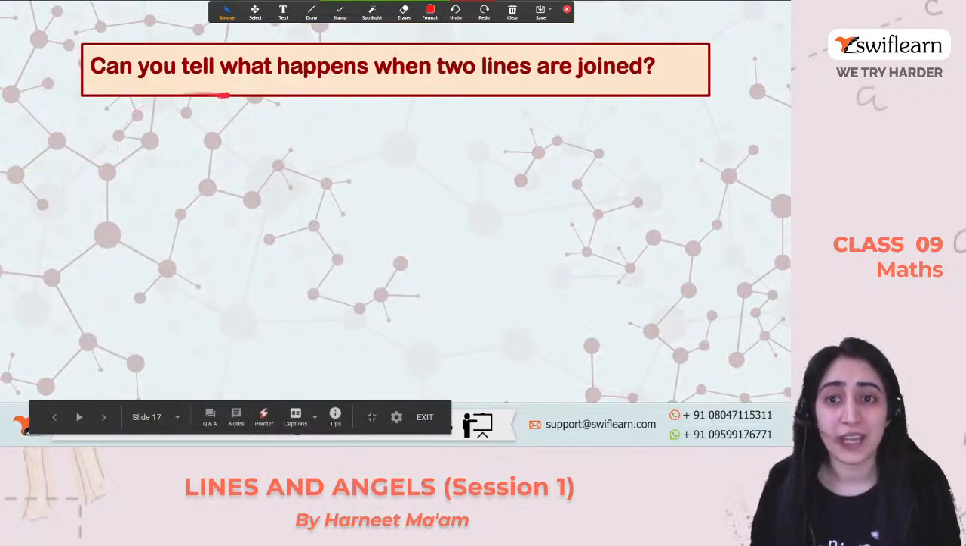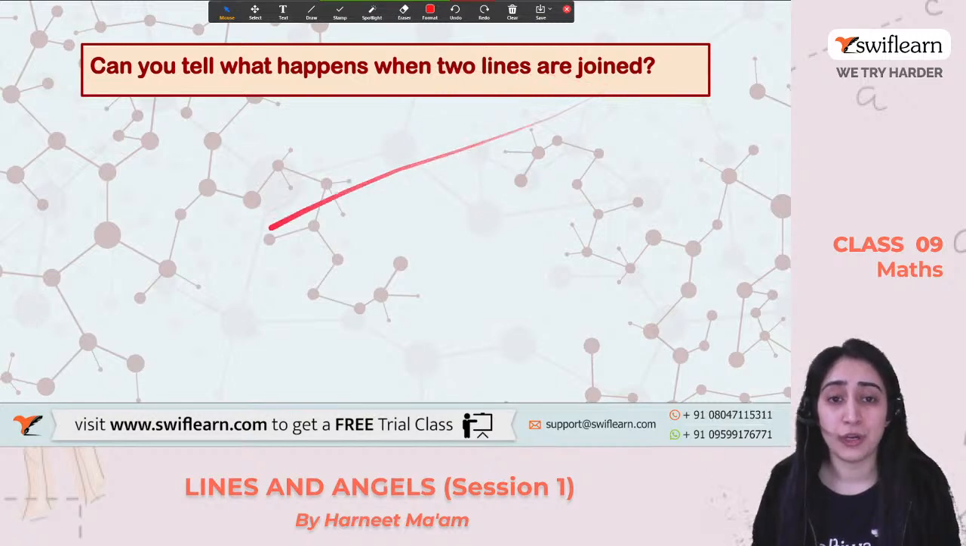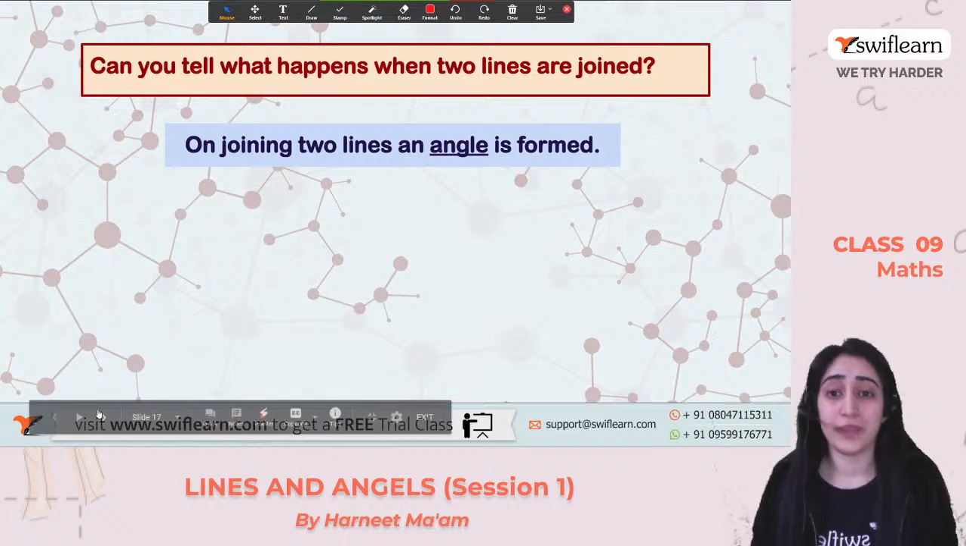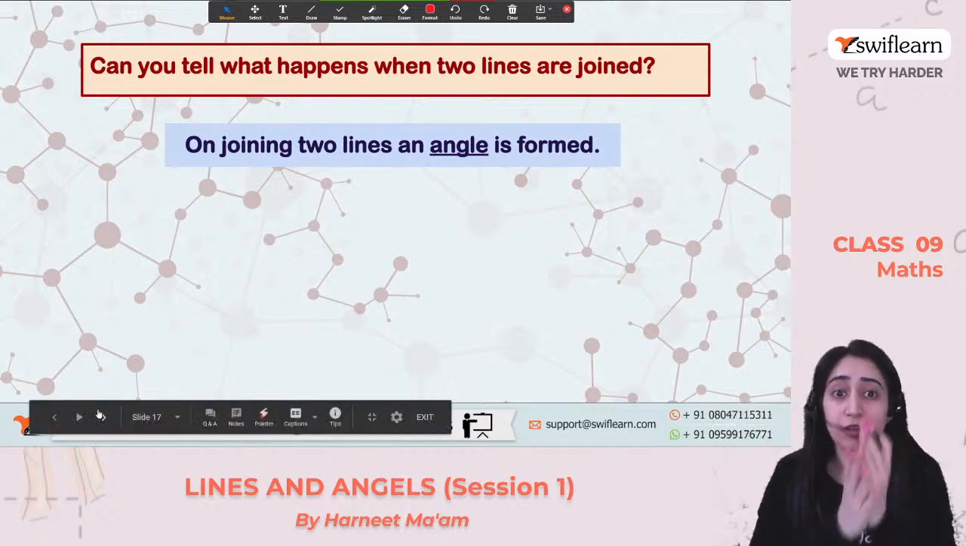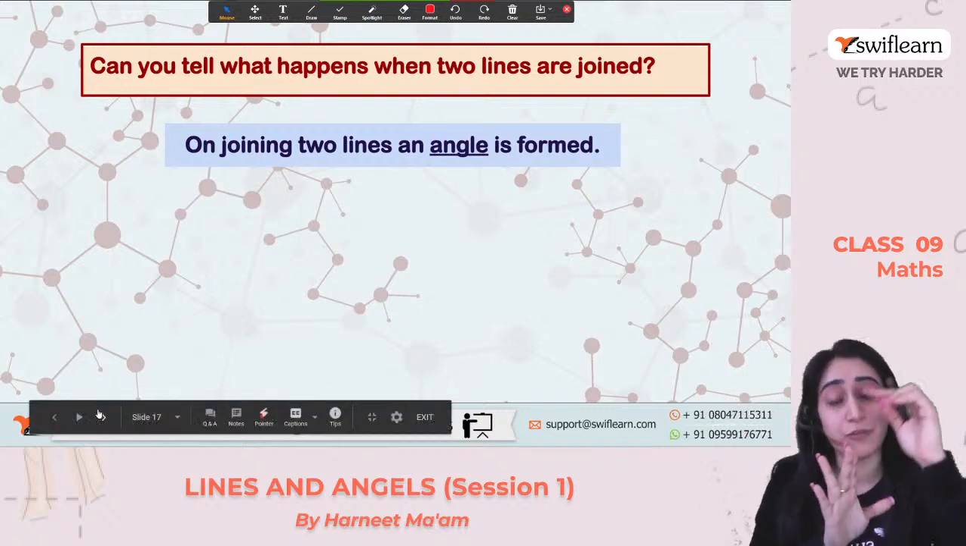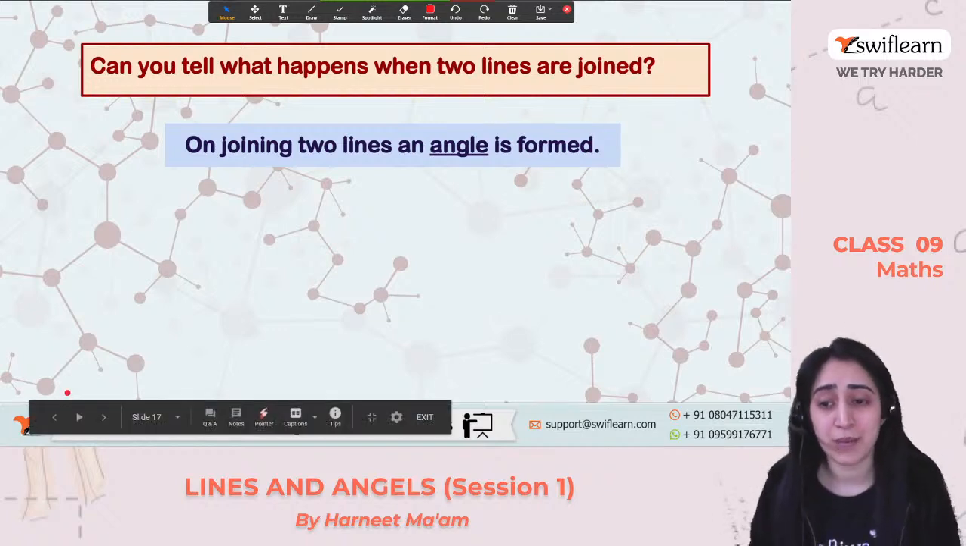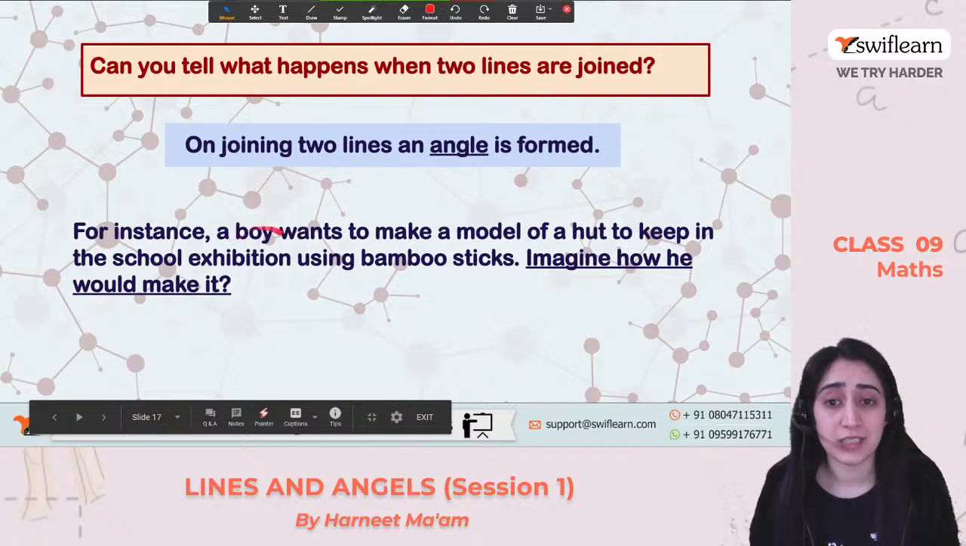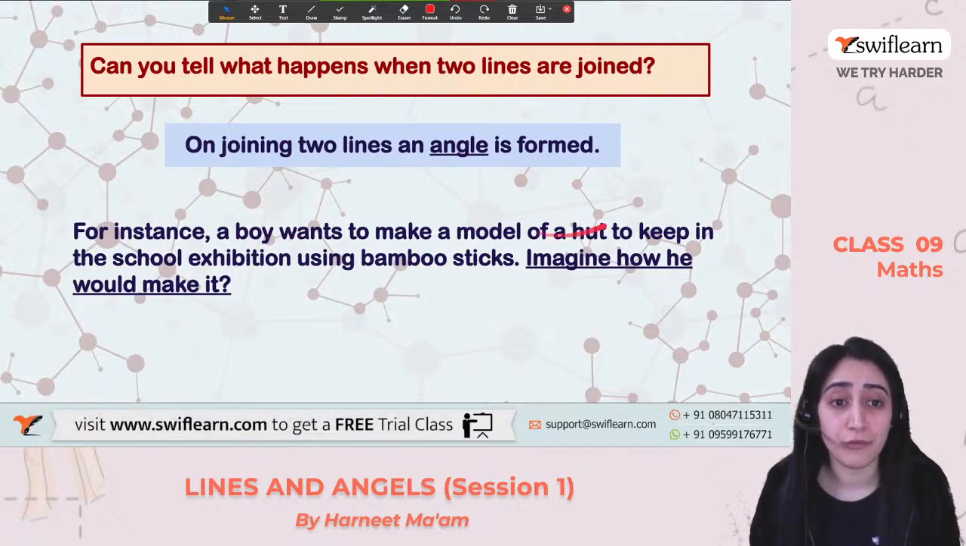I think now you have understood the difference between the lines and what we call them. So can you tell what happens when two lines are joined? On joining two lines, we form an angle. It forms an angle. Pretty easy. For instance, a boy wants to make a model of a hut.